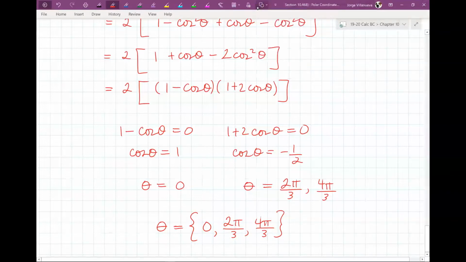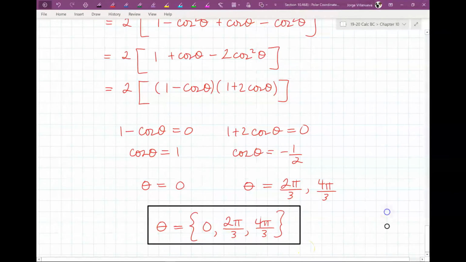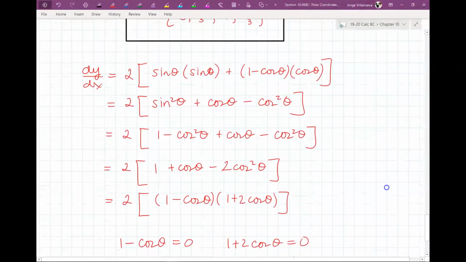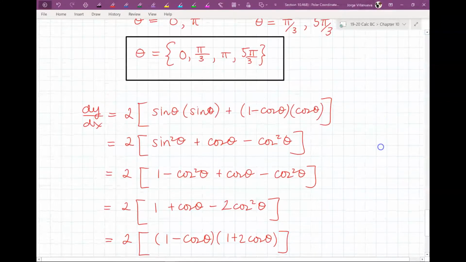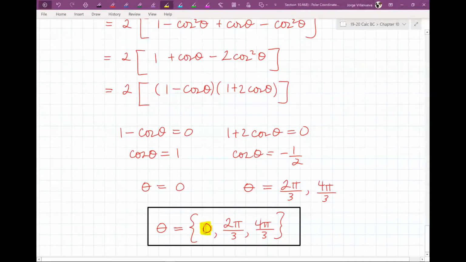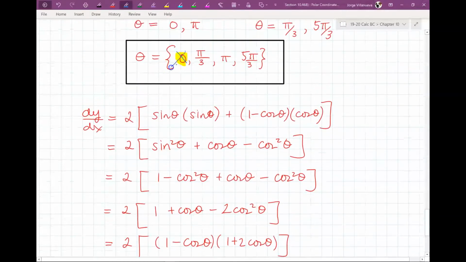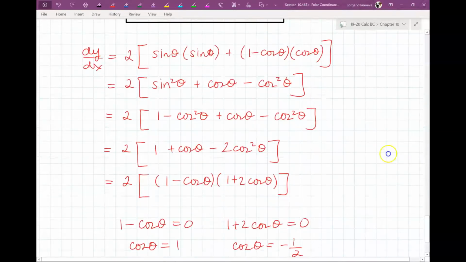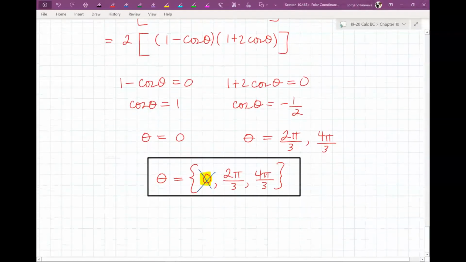Now I want you guys to notice something really quick. Hold on, let me highlight this right here. Notice that 0 occurs in both the horizontal and the vertical solutions. Okay, so 0 is here and 0 is here. So that means you cannot use 0 because it can't be applied to both. Now, if you remember, I told you there were going to be 3 vertical tangent lines, and notice there are only 3 angles listed. And I told you there were going to be 2 horizontal tangent lines, and notice now there are only 2 listed.